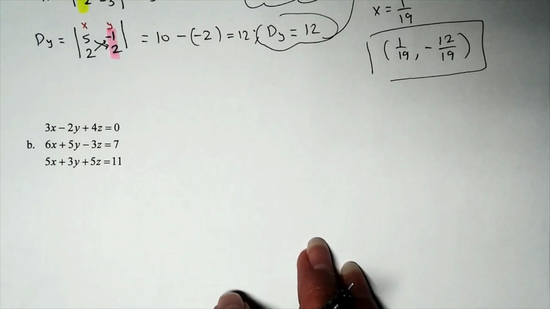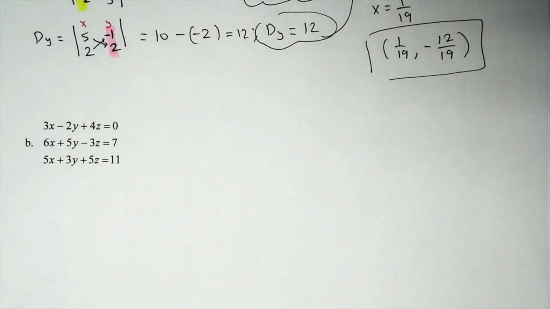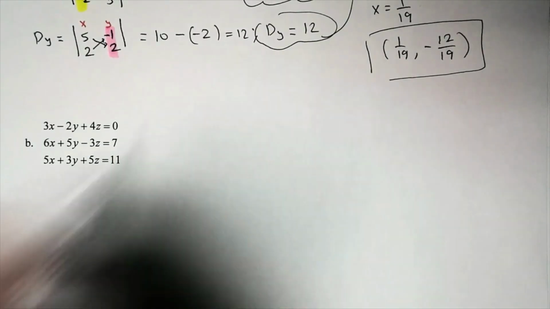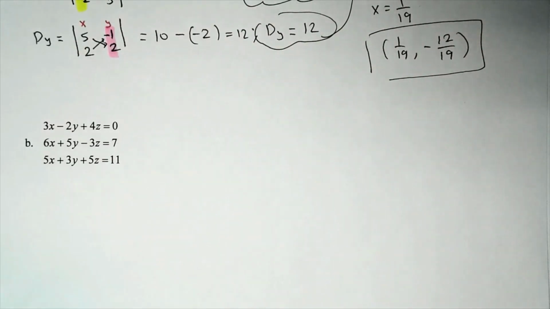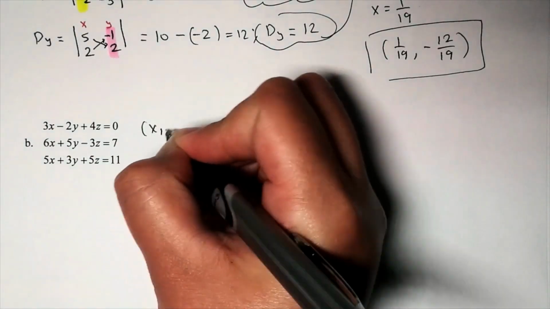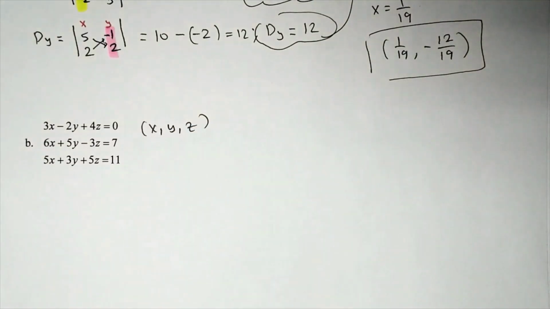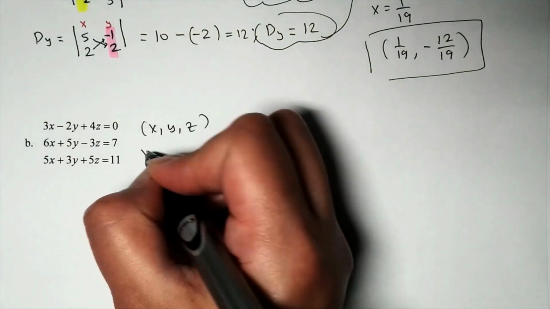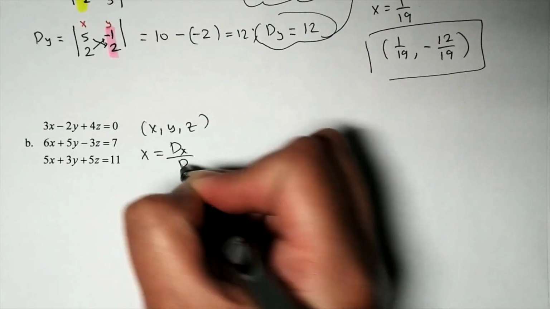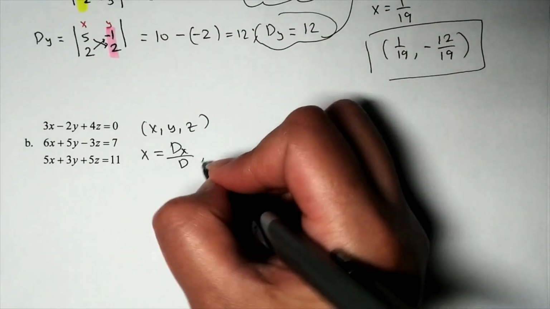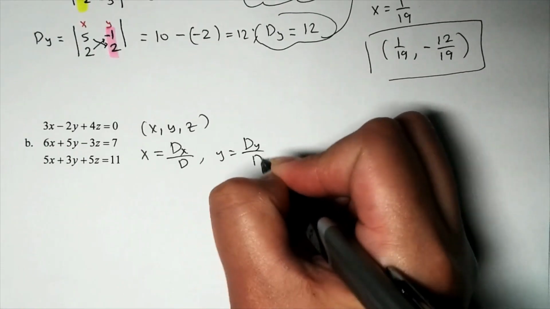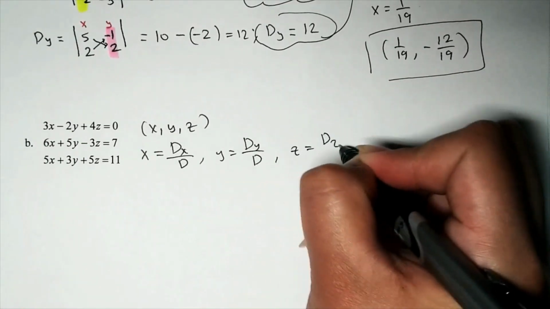Okay, so problem B, we have a system in three variables. Let's go ahead and write down what the answer should look like if it even has a solution. So from the top, we have a system of equations in 3 variables. If it has a solution, it would be the following ordered triple: x, y, z. The question is, how do we find them? x is given by dx over d. Again, these are all determinants. y is given by dy over d, and z is given by dz over d.